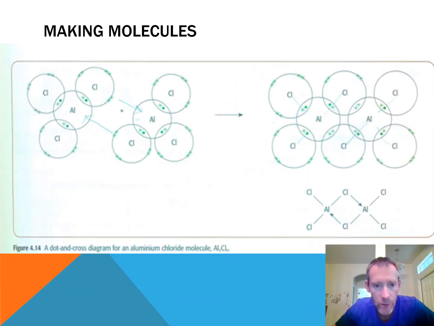So again, showing coordinate bond here in aluminum chloride. This aluminum chloride is one of the exceptions that forms a covalent bond because of the coordinate bond here between chlorine and aluminum. So notice chlorine here is sharing both of the electrons with aluminum to form a coordinate bond. Here and here.